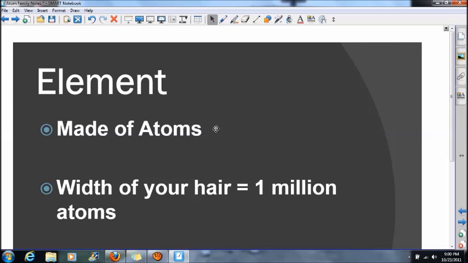But those elements are made up of these really tiny things called atoms. And so what we got to think about is, well, how small are these atoms? Well, they're very, very small. You see the note that I have written down there. If you'll go ahead and write that down.